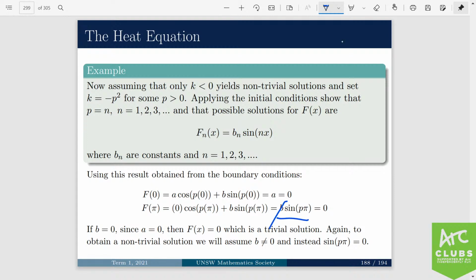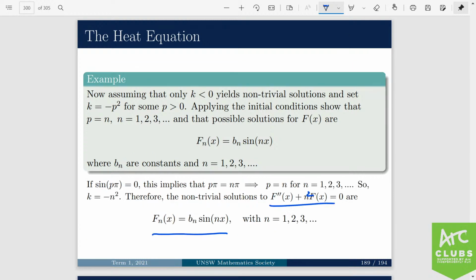And because b can't be 0, then this must be 0. So in order for that to be 0, we say that n must be these numbers here. So then, the most specific we can be is we can say that f of x is equal to b_n times sine of nx. Cool. So we've gone down that route to find f.